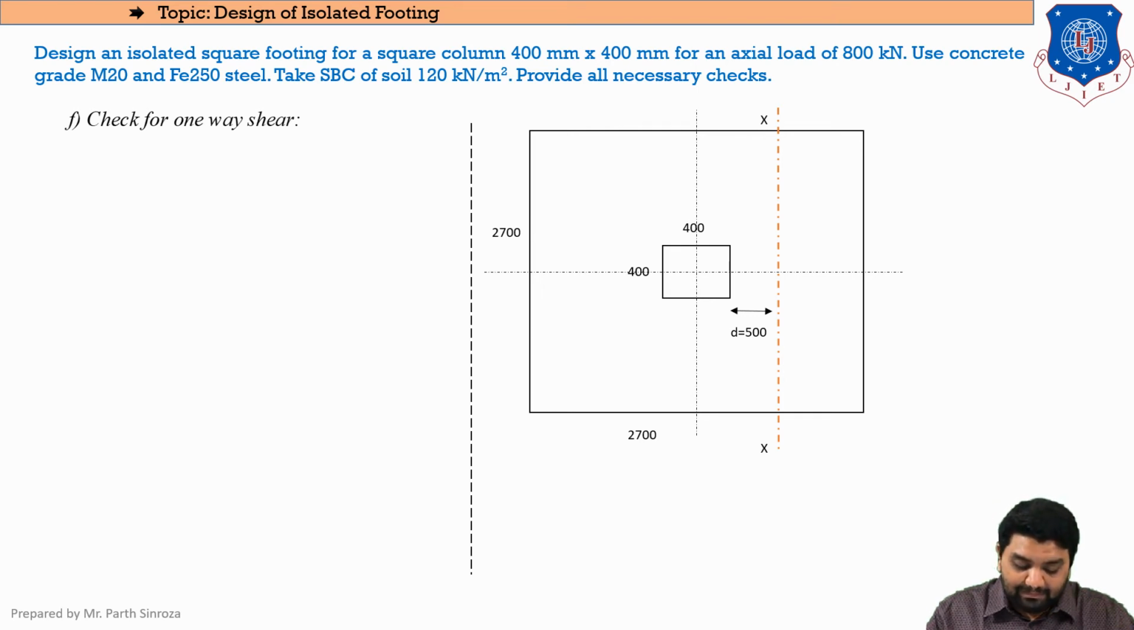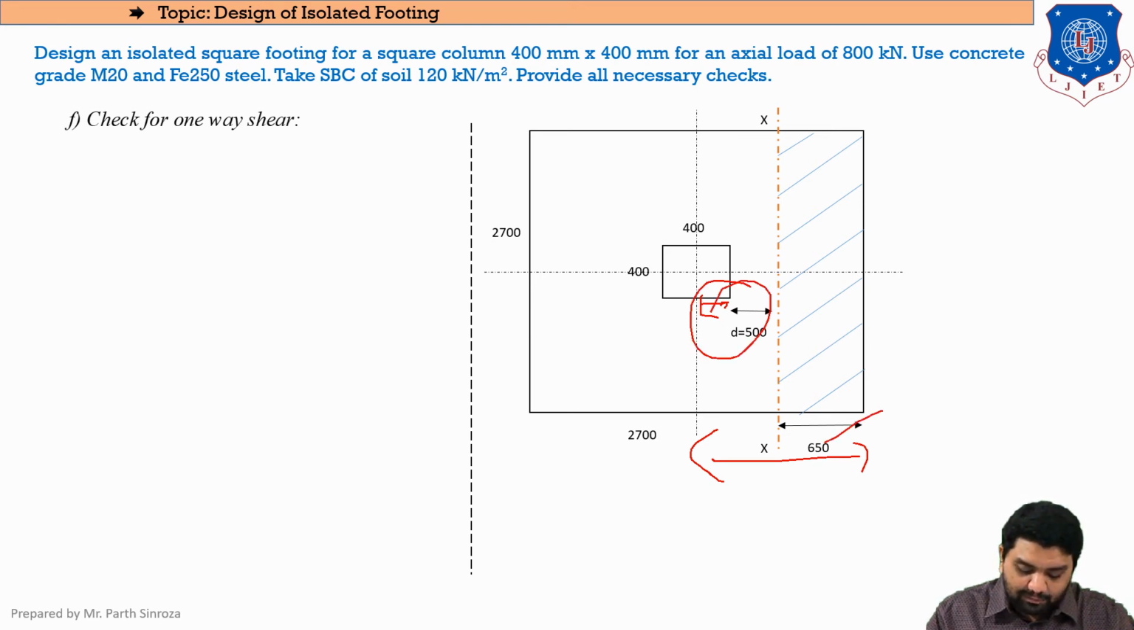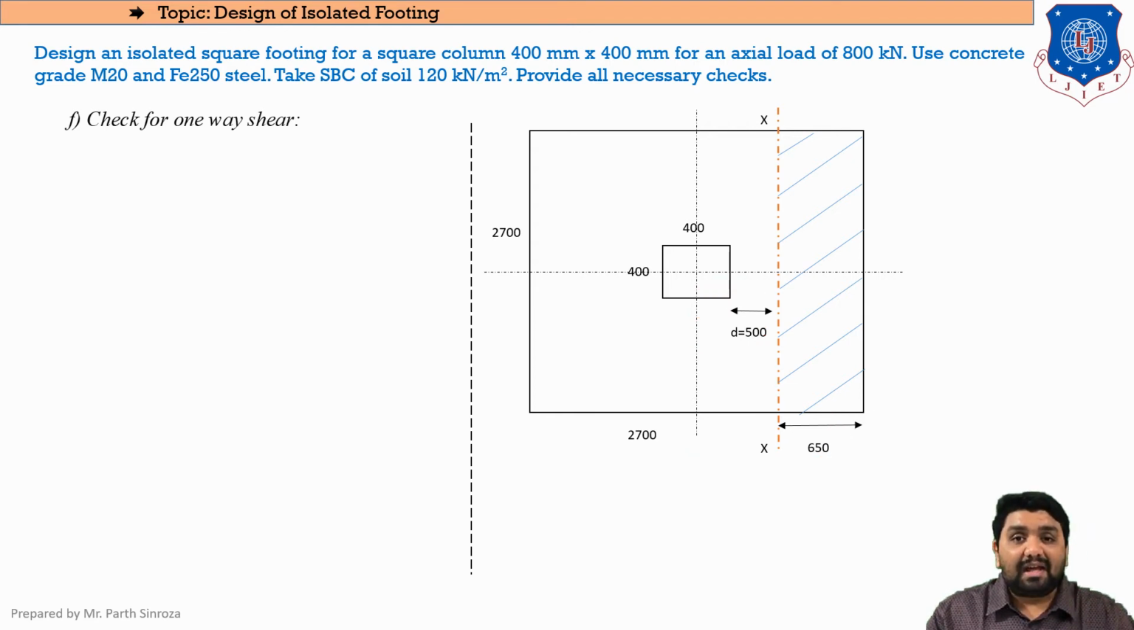So the length of the remaining portion will be here 650, as this was 1350, this was 200, and this is our 500. So 1350 minus 700 gives us the value, that is 650. Clear? So now as you can see, this is a hatch portion. We will be doing our one-way shear only along this hatch portion. We will be taking this area for the one-way shear.